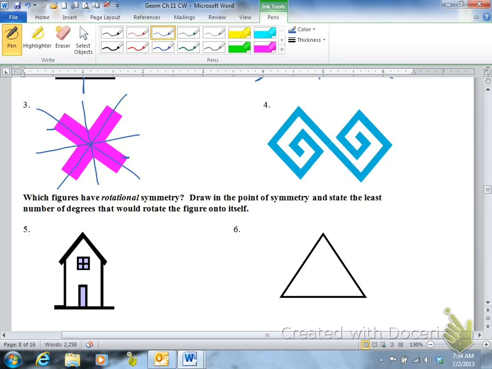Now number 4, can we find a line of symmetry for that? If we try to go down maybe this way, and if you imagine folding it, it's not going to map onto itself perfectly. If we try to go across this way, it doesn't look like that's going to map perfectly either. So this actually has none. It has no lines of symmetry, reflectional symmetry.